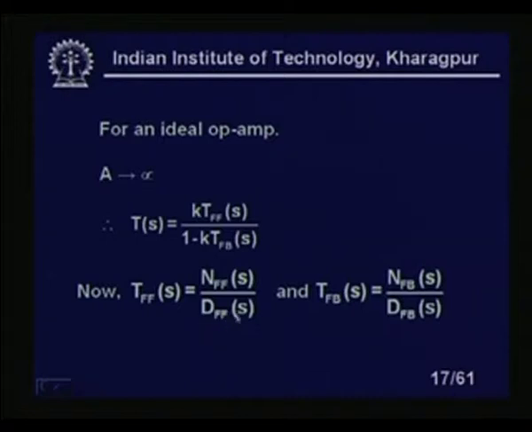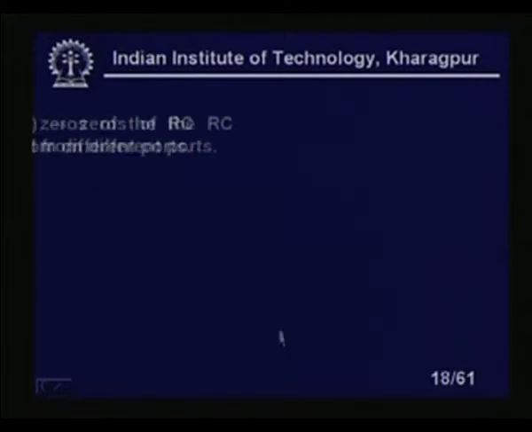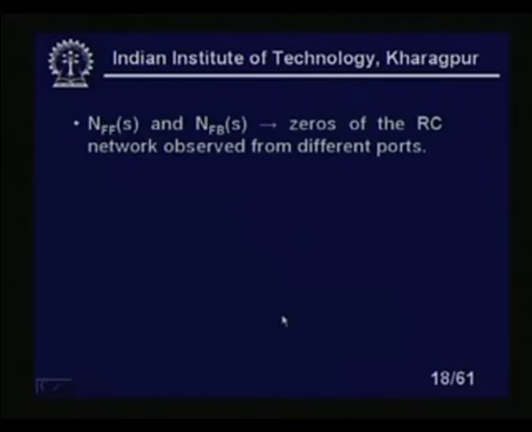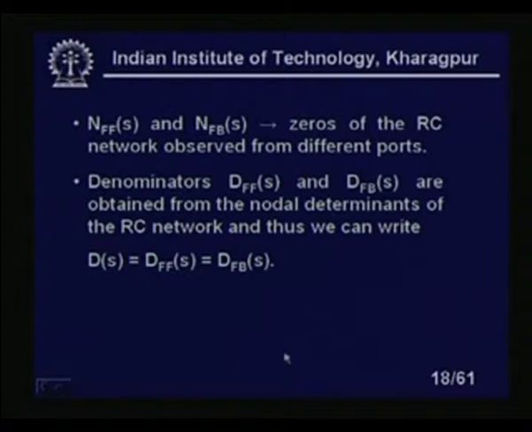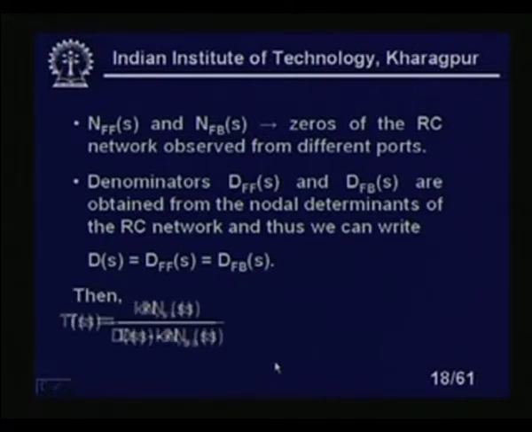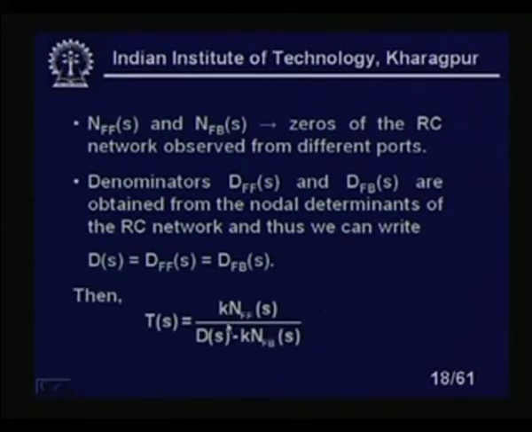Now, we will find that these 2 are same, that means DFF(s), the denominator of the feed forward transfer function, and DFB(s), the denominator of the feedback transfer function, are same. Why? Let us look: NFF(s) and NFB(s) are zeros of the RC network observed from the different ports. Denominators DFF(s) and DFB(s) are obtained from the nodal determinants of the RC networks, and thus we can write D(s) equal to DFF(s) equal to DFB(s). Then these equations can be simplified as T(s) equal to small k NFF(s) upon D(s) minus k NFB(s), right.